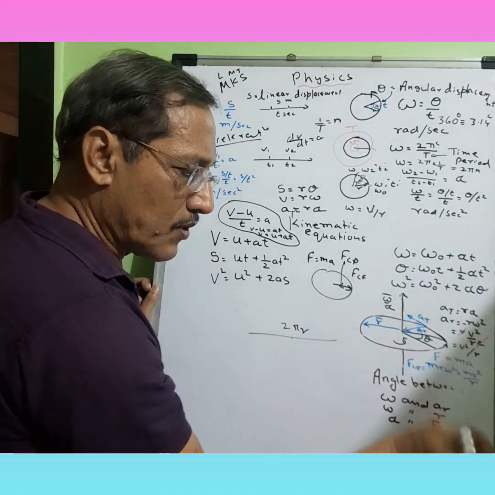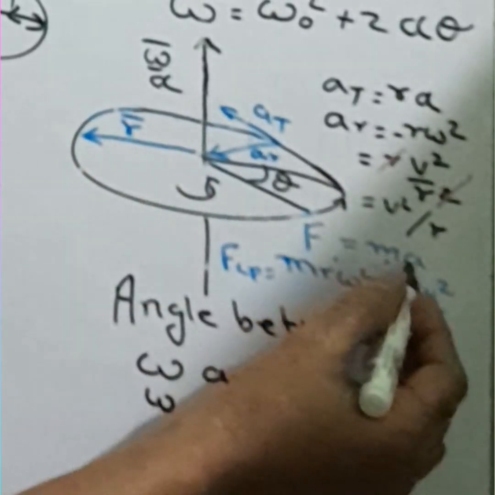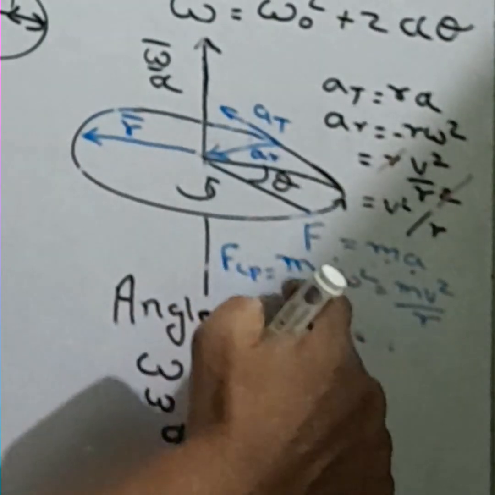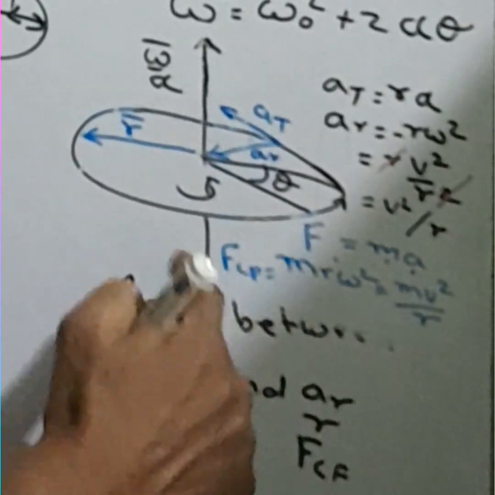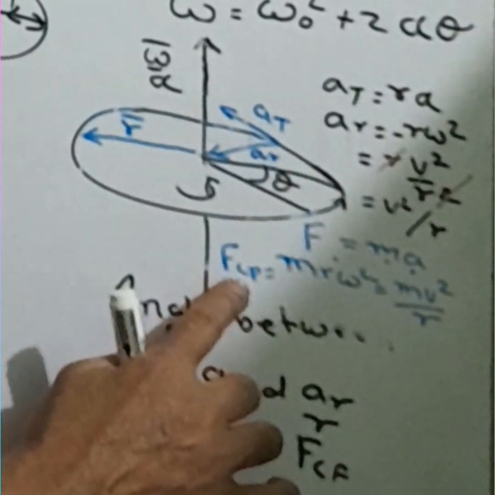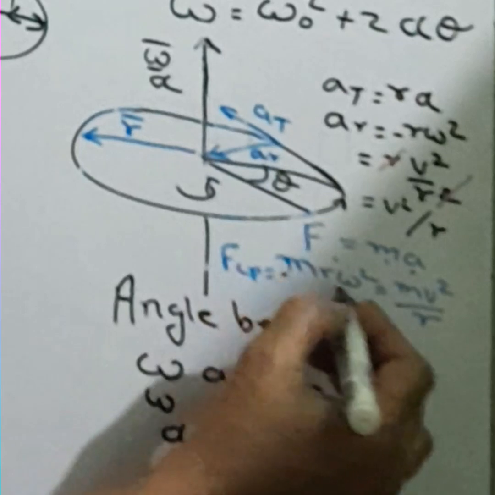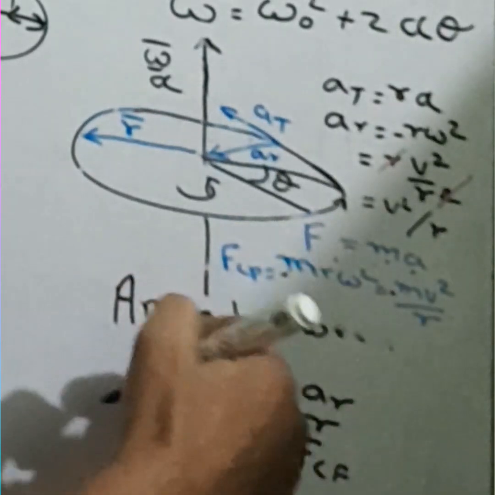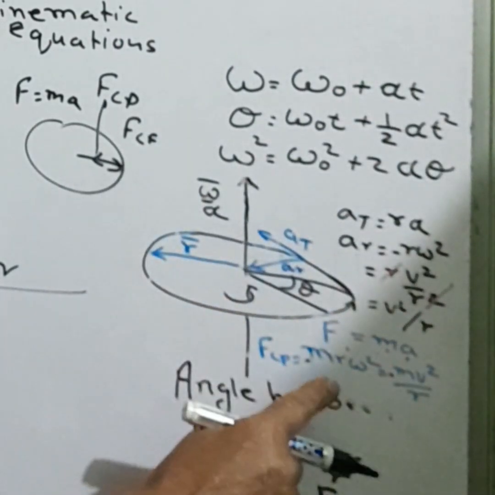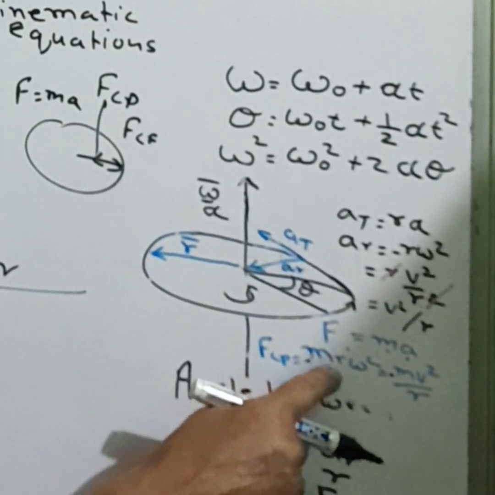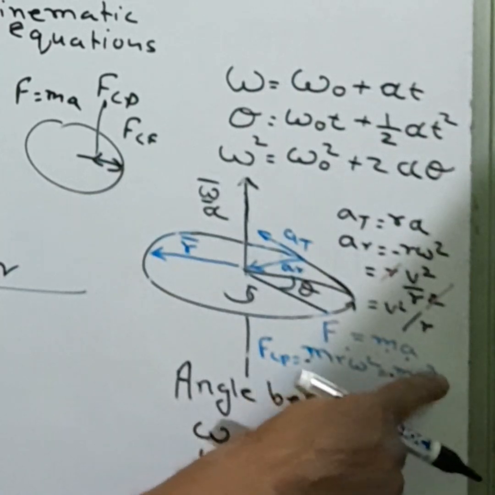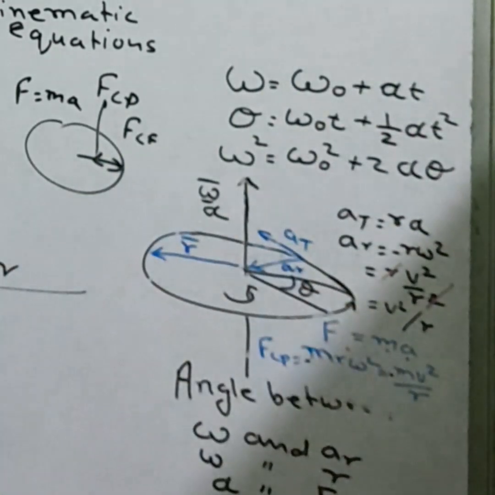So I just did a small derivation. F is equal to ma, mass into acceleration. Now it could be F_CP, it could be F_CF. If it is F_CP, it would have a negative sign, and if it is F_CF, that is centrifugal, it would be towards the outer, would be positive. So if I'm talking in terms of centripetal force, this would be minus, showing the direction of acceleration, that it's towards the center. So F_CP is equal to m r omega square, and it could be v square over r also, so it could be m v square over r. I hope this part is clear.